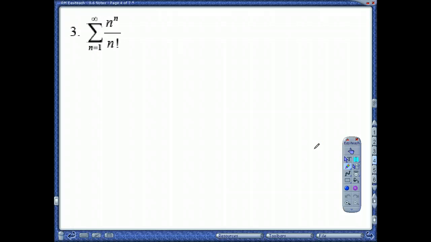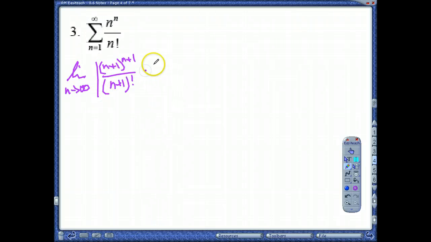Okay, let's look at another one. Oh, this is pretty exciting. All right, so you've got the factorial, so we are going to do it again. The limit as n approaches infinity. You've got your n plus 1 term, and we're going to divide that by the nth term, so we're going to be flipping and multiplying.